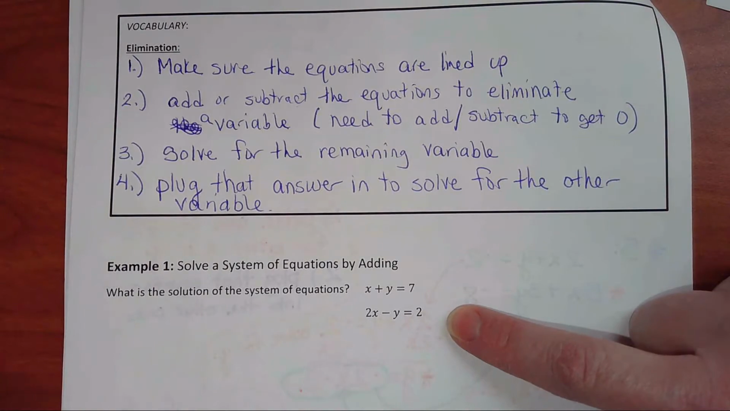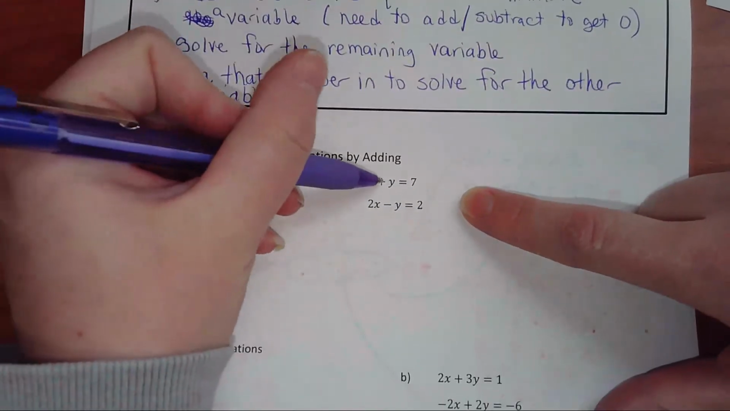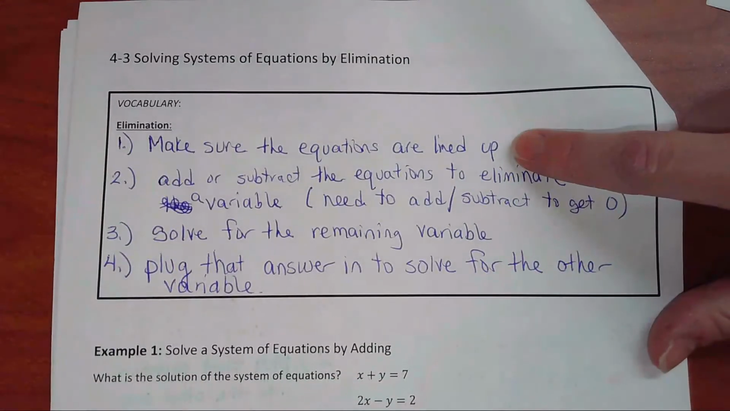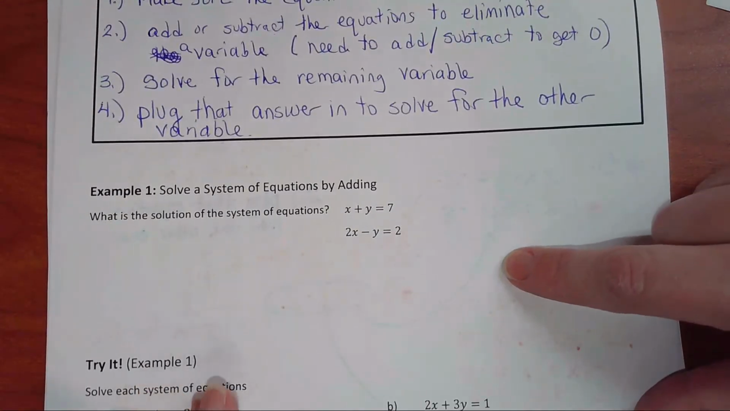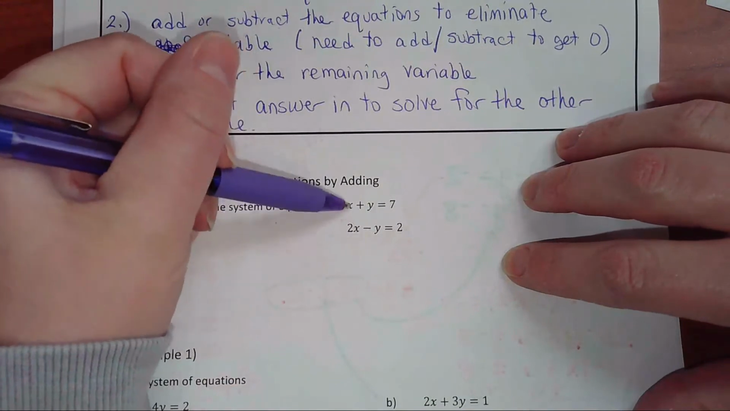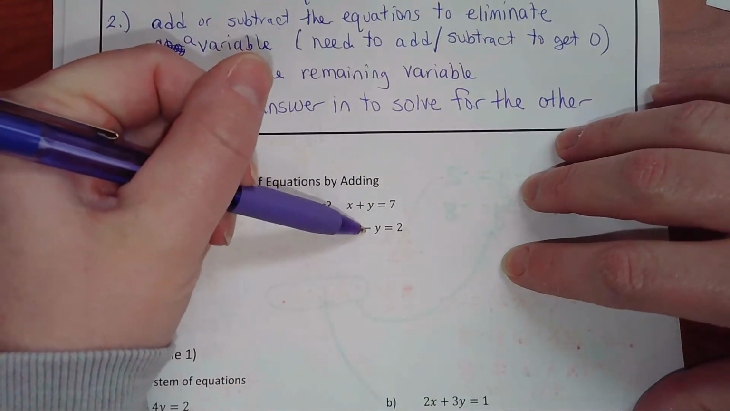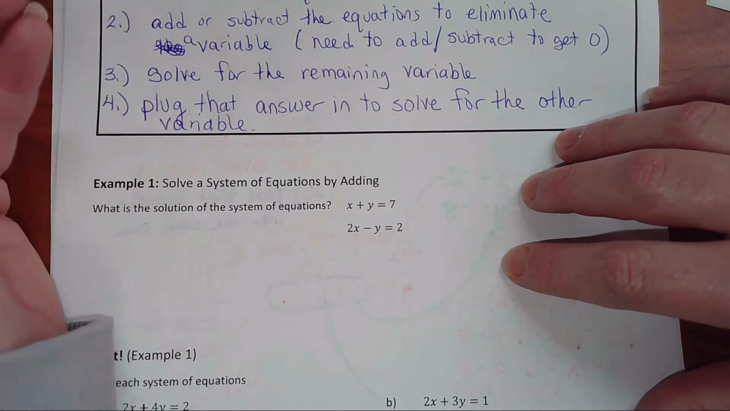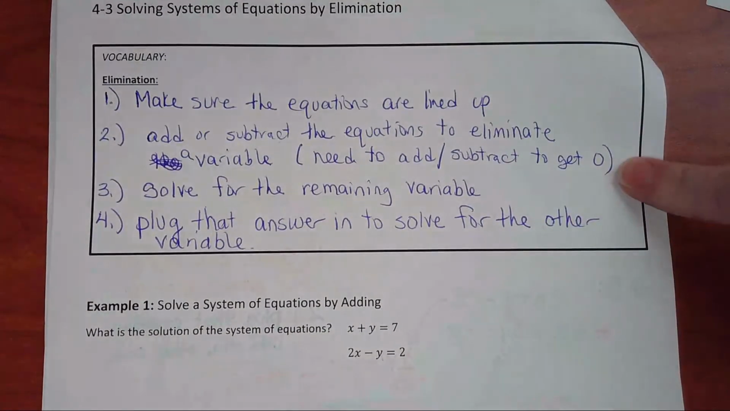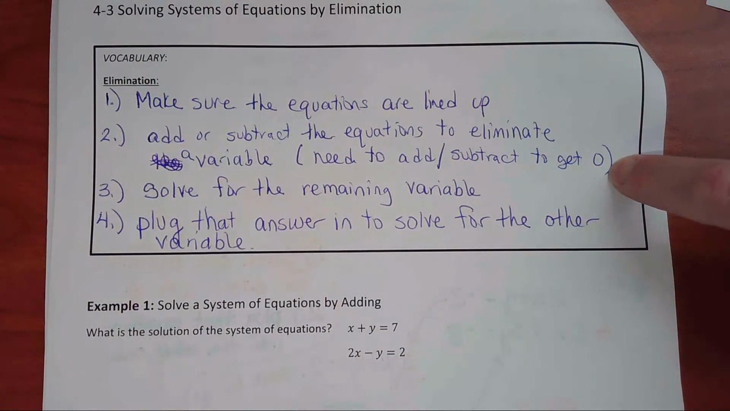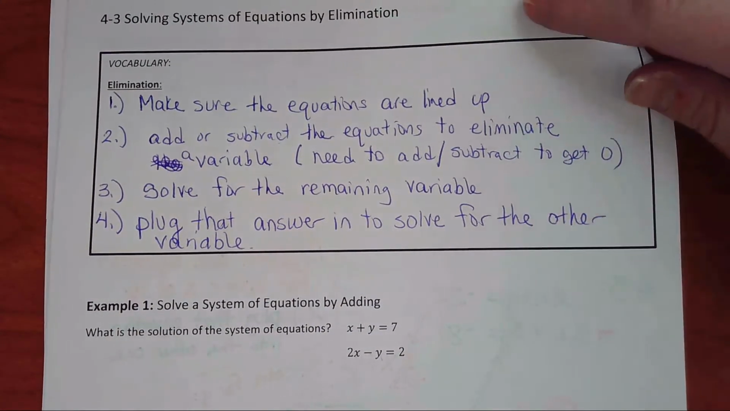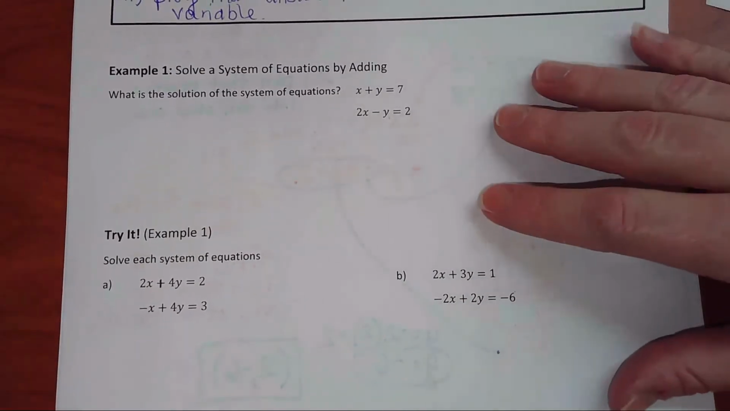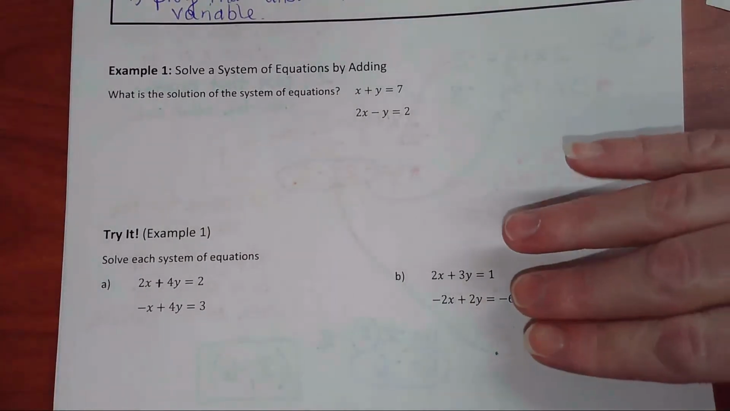So it says, what is the solution? And we have x plus y equals 7, 2x minus y equals 2. Step 1 says to make sure the equations are lined up. Here we have x's, the pluses and the minuses, that's totally fine. Y's, equals, numbers. So our equations are lined up. Then you need to add or subtract to eliminate a variable. So basically we're going to be adding or subtracting to get a 0. This is where you have to really take a look. You're not always going to add or always going to subtract.